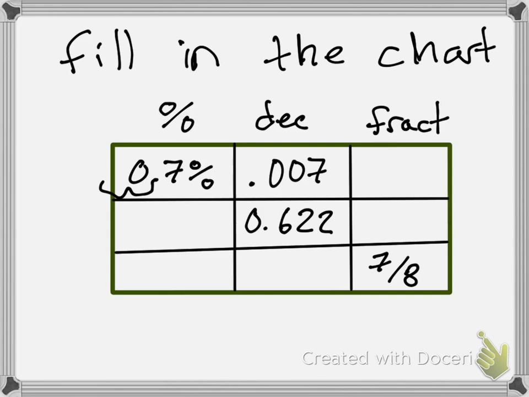As a fraction, we just put our percent over 100. So we get 0.7 over 100. But we need to move it over. So we end up getting 7 over 1,000.